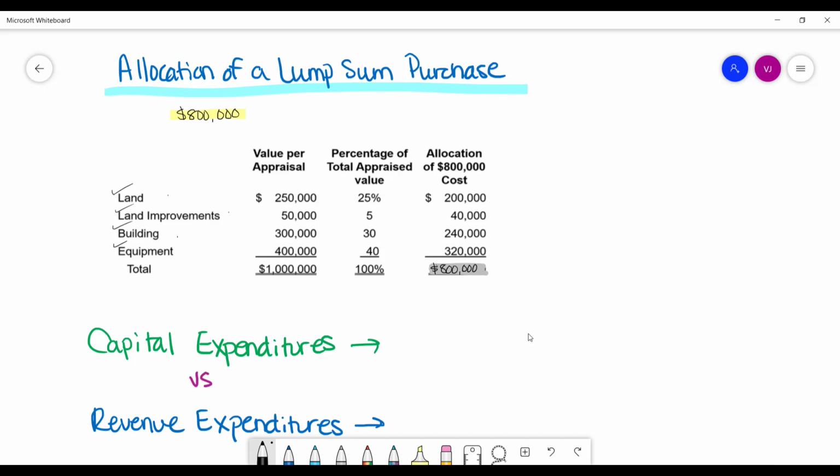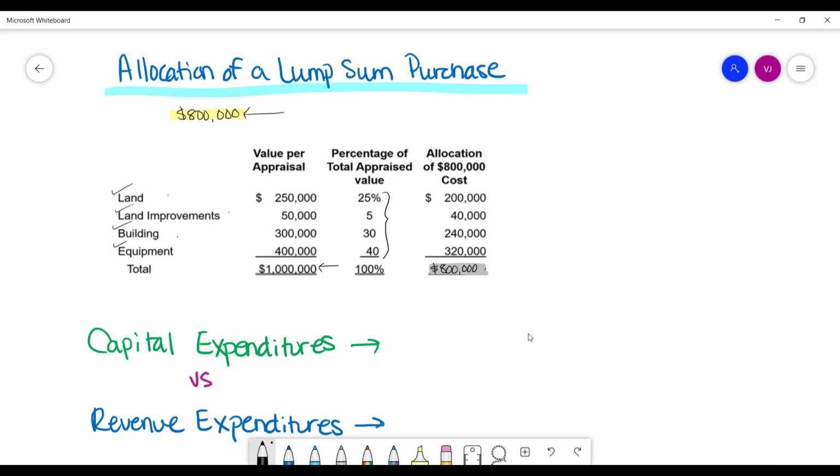So the first thing that you do then is determine, okay, what percentage of this total appraised value does each of these assets represent? So for example, the land being valued at $250,000 out of the $1 million, that represents 25% of the total appraised value, and you do the same for each of those. And then using these percentages, you'll multiply each percent individually by the original purchase price of $800,000 to determine how much of that $800,000 you will add to each of these asset accounts.